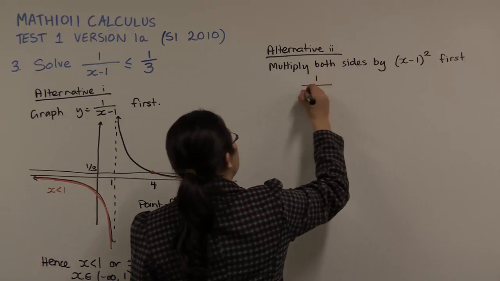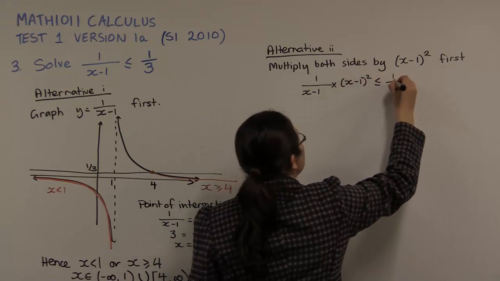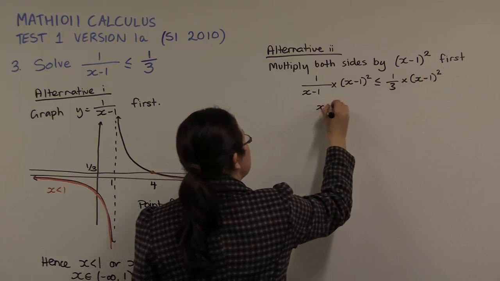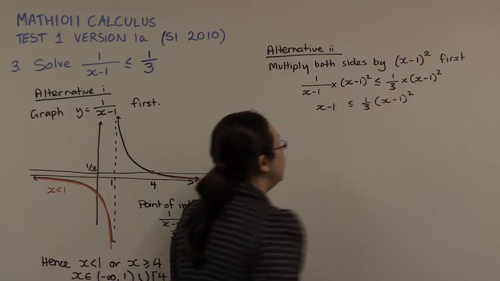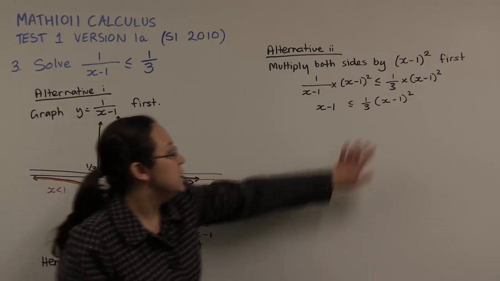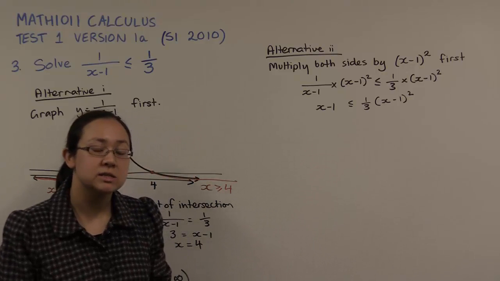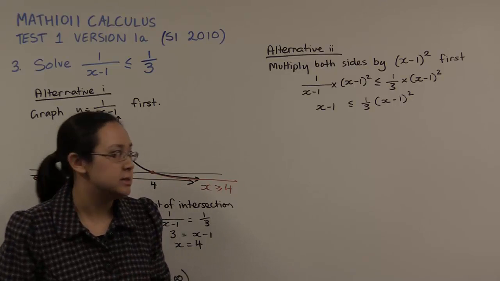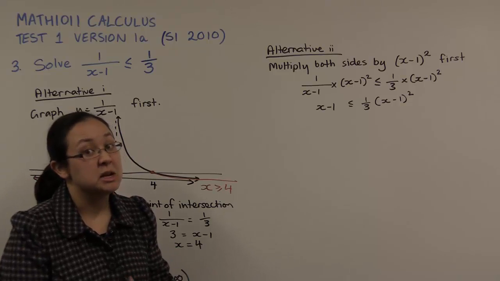So if we multiply both sides by x minus 1 squared first, then we get x minus 1 is less than or equal to a third x minus 1 all squared. And we're going to have to solve this. Now this is a quadratic inequality. This is x squareds here, x's here. We solve quadratic inequalities by bringing everything to one side and seeing when the parabola is greater than 0 or less than 0. So we need to essentially bring it to one side and factorize it.